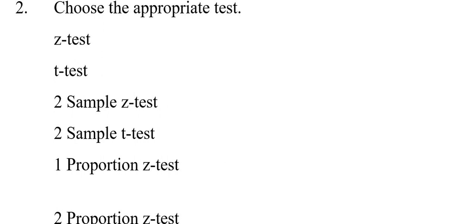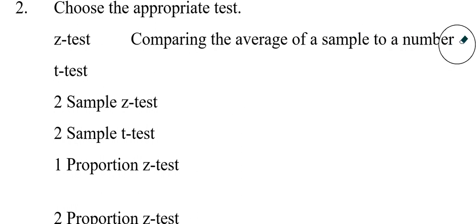And these tests go in the same order as those hypotheses on the previous page. So if you are comparing the average of a sample to a set number, like let's say you are comparing the average GPA of students at Oregon High School to the national average, you'd use a z-test or a t-test. For both of these, you'd use one or the other when you're comparing the average of a sample to a number. Now, how do you know which one you're going to use?